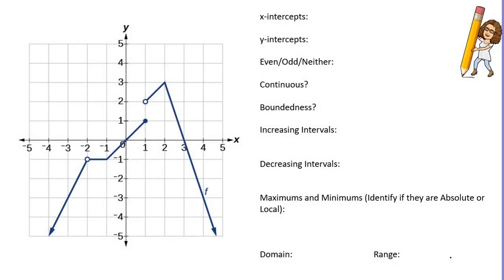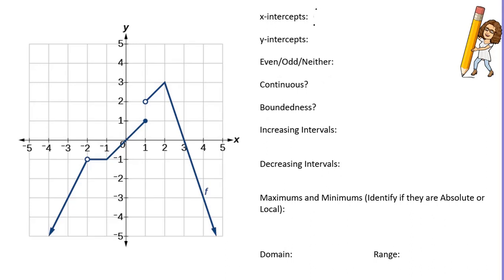Let's try one more example. What you might want to do, guys, is pause the video here. Try this example on your own, and then watch me go through it. So pause the video. Perfect. So let's try it.